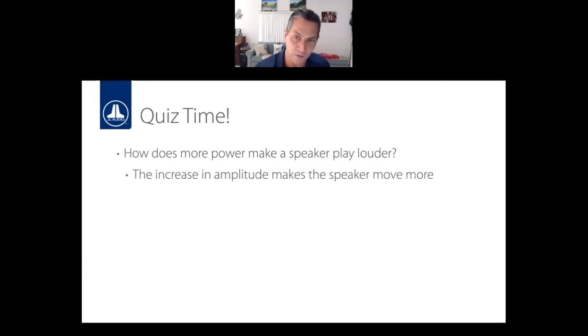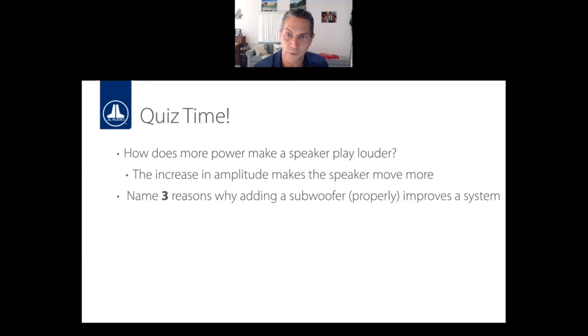Next question, a 3-part answer. 3 reasons why adding a subwoofer the right way can improve an audio system. There are 3 answers that I'm looking for. It's highly unlikely you'll do them in order. Kevin, Rob, get my answers for me.